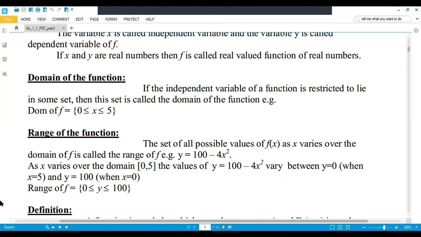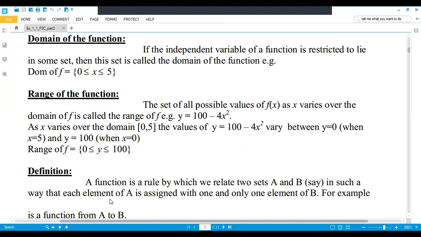So in this way, you can say that the range of the function is y greater than or equal to 0 and less than or equal to 100. It means that the value of the function lies in this limit. If you put the starting value and the ending value, you automatically know what the range of the function will be.